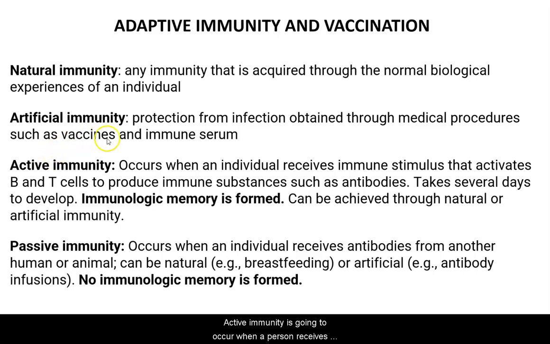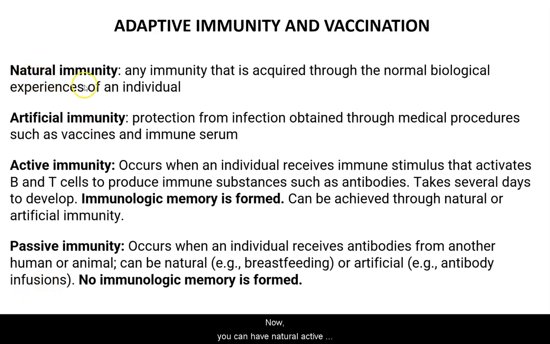Active immunity is going to occur when a person receives an immune stimulus, okay, that activates their B and T cells, and immunologic memory is formed. Passive immunity, on the other hand, is going to occur when an individual receives antibodies from another human or animal. This can be natural or artificial. We'll talk about it in a second. But no immunologic memory is formed.